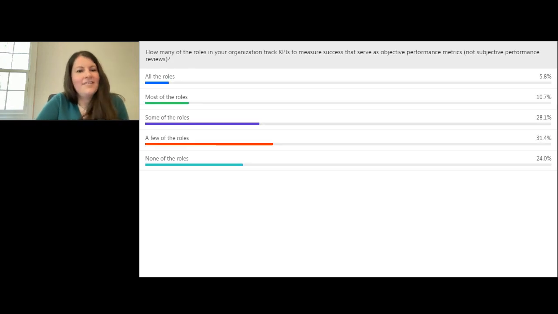All right, 31% a few of the roles, and 28% say some of the roles. Now, we do have 24% with none of the roles. I encourage you, if there's anything you could do to find those objective performance metrics, I recommend it. That's the first place to start. But it's really rare within an organization to have all of your roles have objective performance metrics.